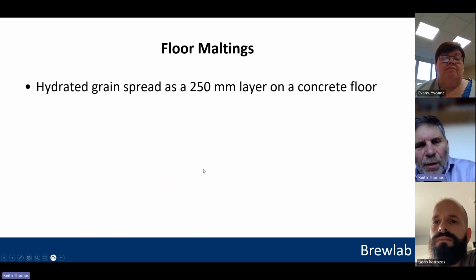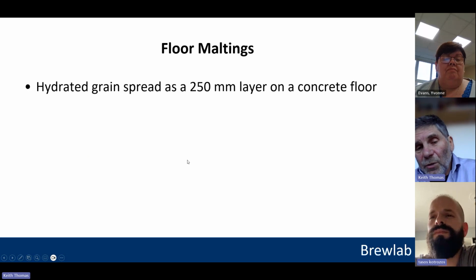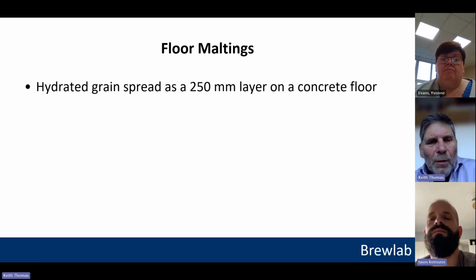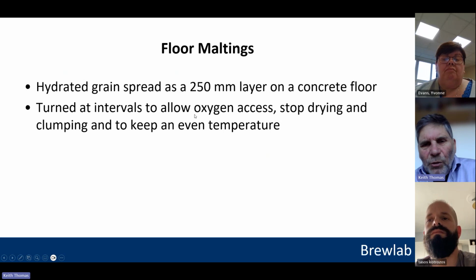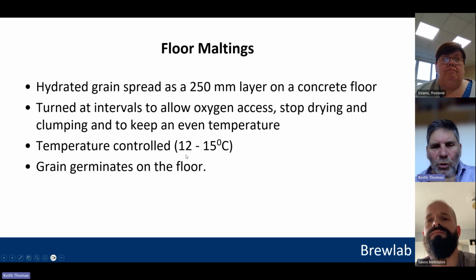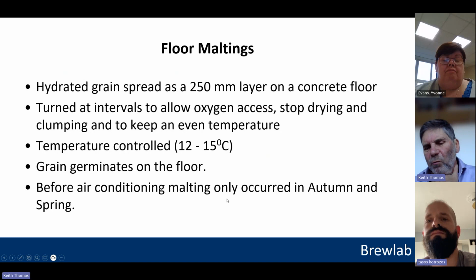But floor maltings, which is where traditionally years ago, and still in some parts of the UK, particularly in distilleries, they throw the grain on the floor and then they keep moving it around physically. So you have a layer which is a quarter of a metre deep and turned at regular intervals to provide the oxygen, remove the carbon dioxide, keep it even and not clumping up. Temperature may be no more than 15 degrees. It germinates there, and really this was seasonal years ago, when they could only do it in the autumn and spring because it was too hot in the summer and too cold in the winter.